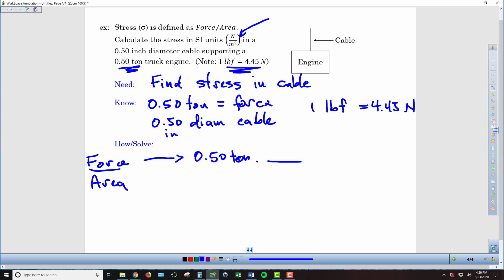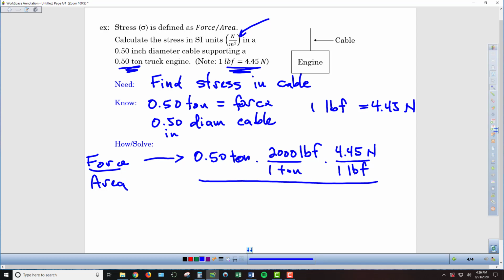So hopefully we know, again, we've got to be good Americans to know this stuff, that 1 ton is 2,000 pounds. And now we're going to use that conversion factor that we were given, 1 pound force is 4.45 newtons. So that's going to get our force into newtons when we're all said and done. And then we've got to work on the area.